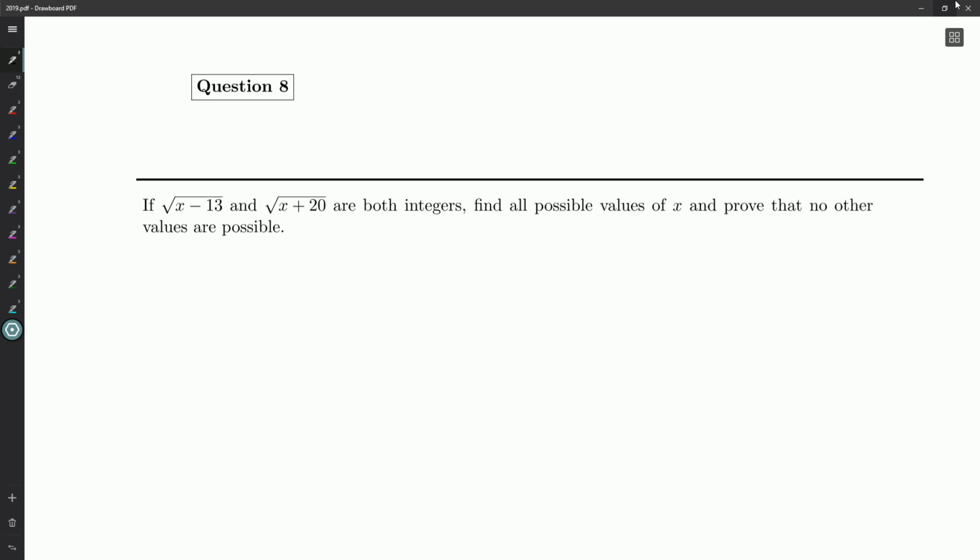Hello everybody and welcome back to more of our 2019 Manitoba Math Contest. What have we got for question number 8? If the square root of x minus 13 and square root of x plus 20 are both integers, find all possible values of x and prove that no other values are possible.